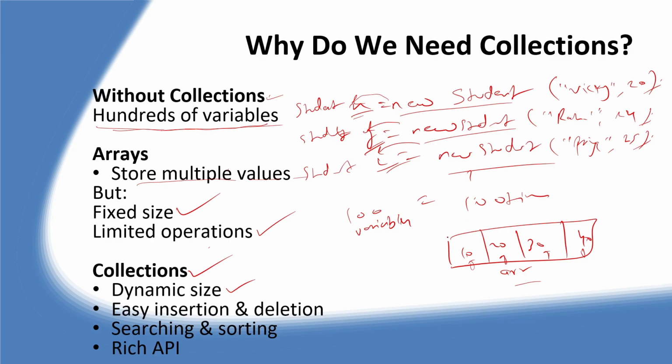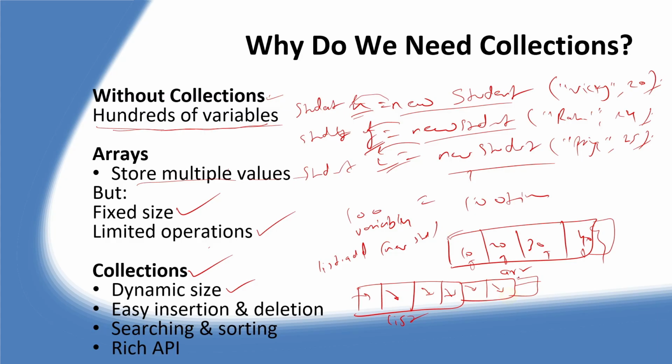Okay, as we put the values, size will increase automatically. This is array. I am telling you about collection. So let's say this is list. We added one student. We have seen just now list dot add and one student object, new student. So one student came here. Then again we added. Then again we added. So as and when we are adding, size will grow automatically. That's why dynamic in size.